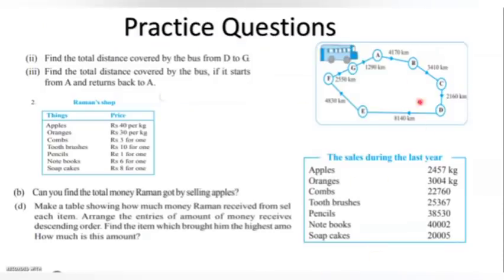These are practice questions. You have to do this yourself, practice these questions and see how much you have understood from this class.